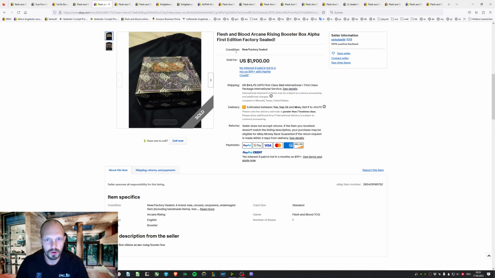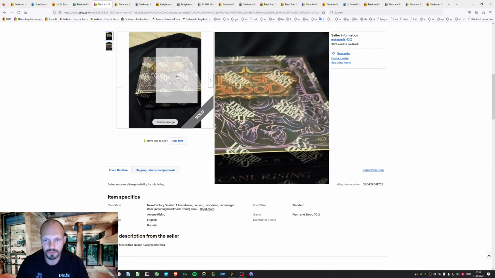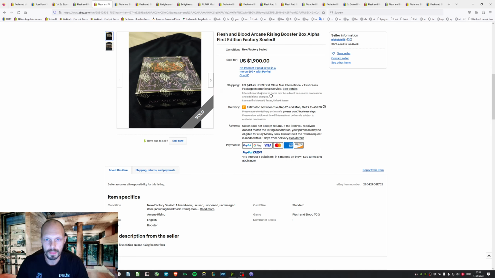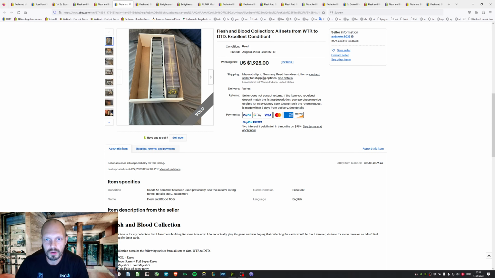Yeah, we're already at $1,900 for one Arcane Rising sealed box that came from, where is it at? Where does it say? Texas, US as well. $1,900. Someday somebody's going to open that.